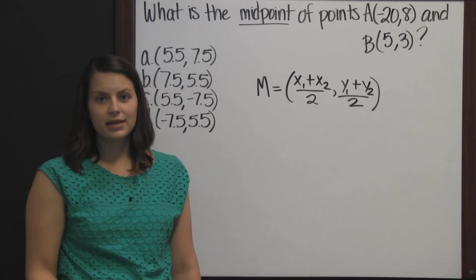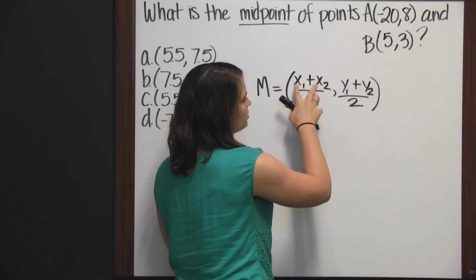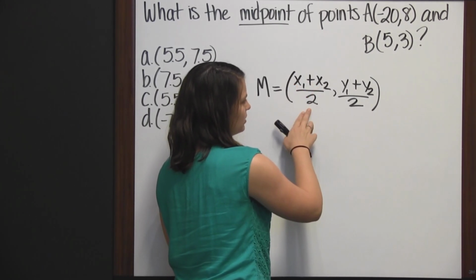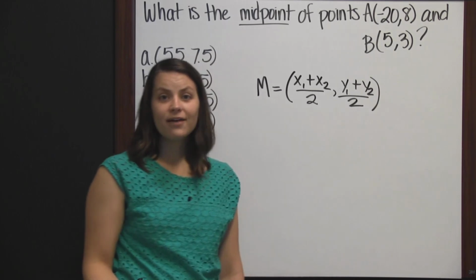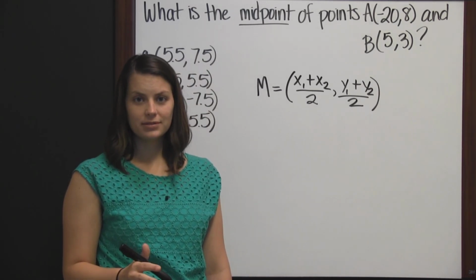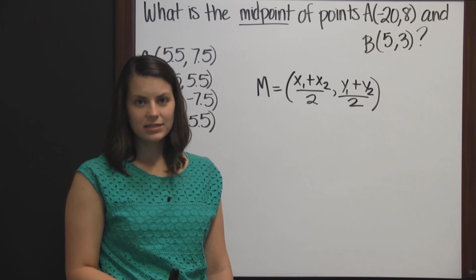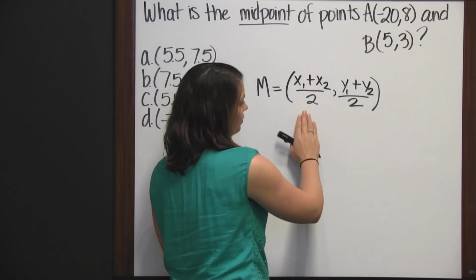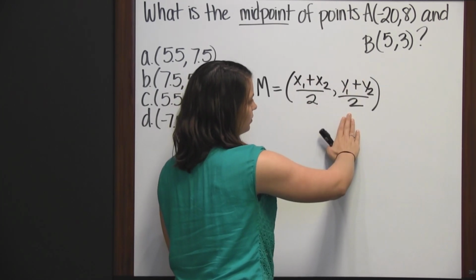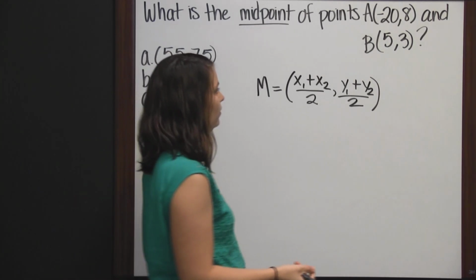And if you look closely, you'll notice what you're doing is you're adding your endpoint x coordinates together and dividing by 2. That's an average, or the middle of those two numbers. So it makes sense that if you're trying to find the midpoint, that you would find the middle of your x coordinates and then also the middle of your y coordinates. And then you'll end up with a midpoint.